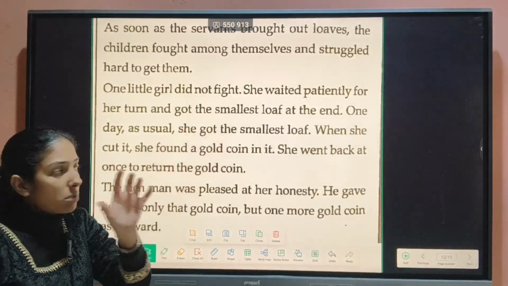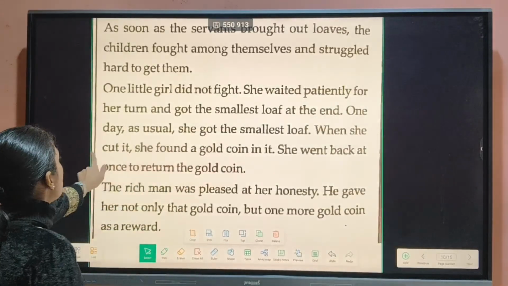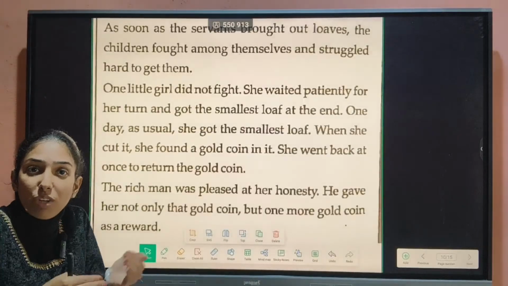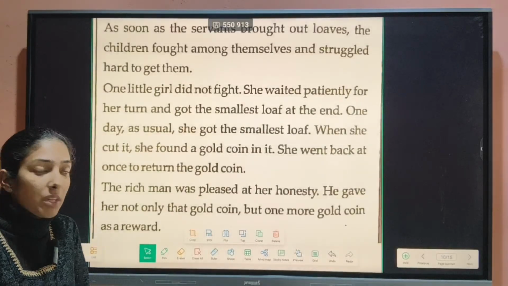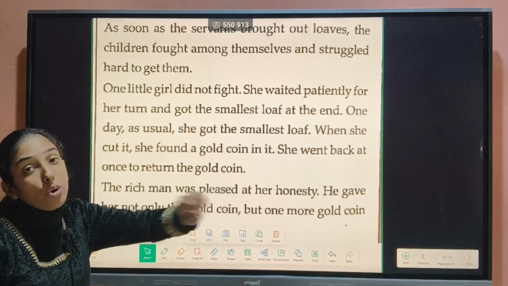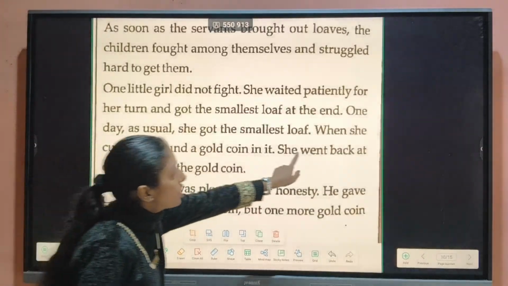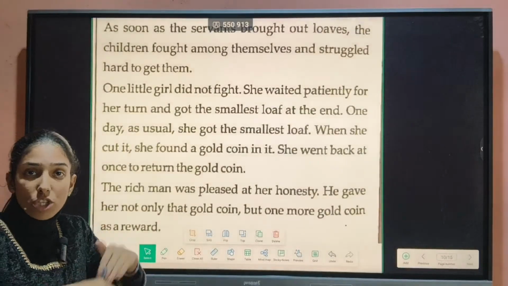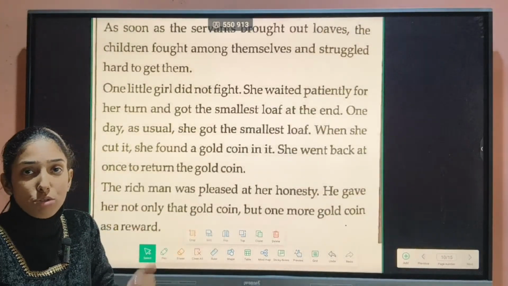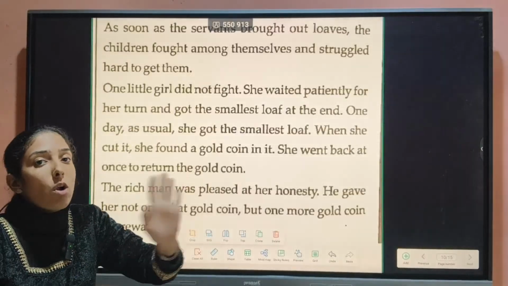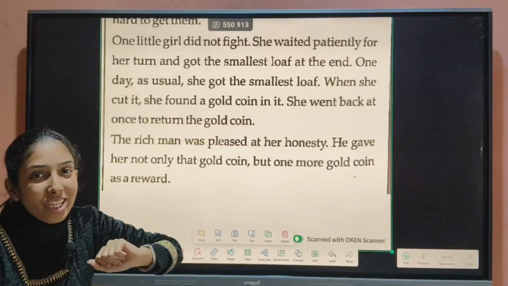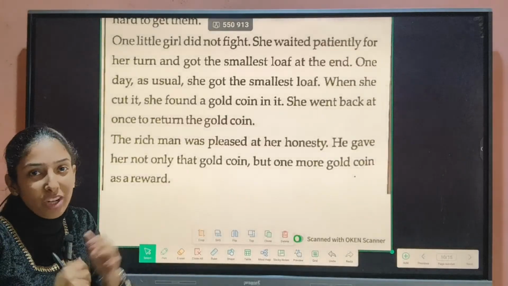She got the smallest part of the bread, beta. When she cut it, she found a gold coin in it. Okay, so she found a gold coin inside that bread. She went back at once to return the gold coin. Now she came back to the rich man's house to return that gold coin, that this is not mine, I will not take it. What will you do if you find a gold coin in bread?